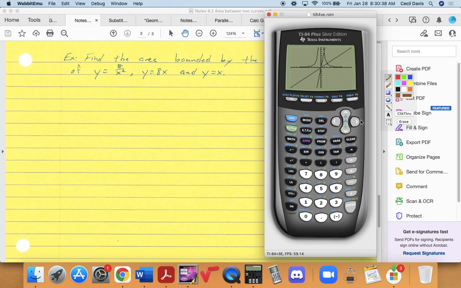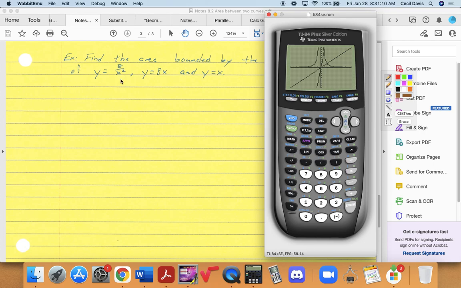Well, what do we graph here? So what we're looking for is this little region in here, right? We want it to be bounded by these three curves. So it's always bounded below by the line y equals x, right? But it's bounded above by the line y equals 8x at first, and then it's bounded above by this curve.